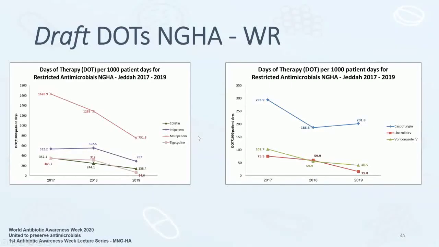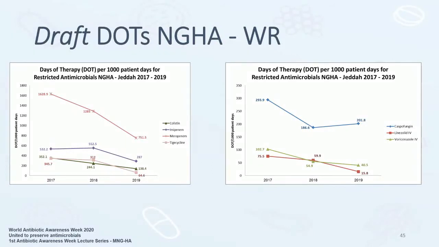All right. Next, we looked at even more detail on DOTs per 1,000 patient days for restricted antimicrobials. We wanted to see the impact of restriction on DOTs, and there is a clear reduction in usage in 2019. You can see that the tigecycline reduction was significant, as was imipenem and meropenem. And on the right-hand side, you can see the reduction in caspofungin, linezolid IV, and voriconazole IV use.